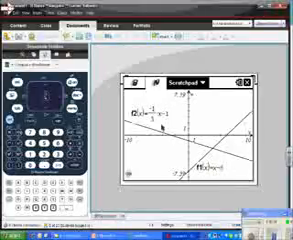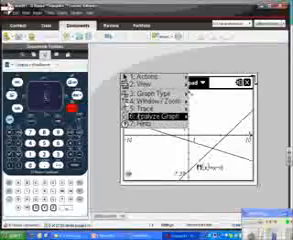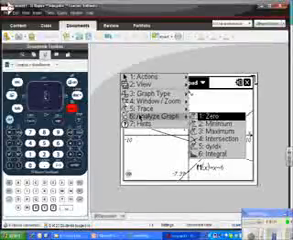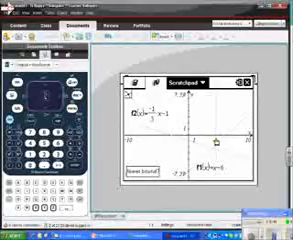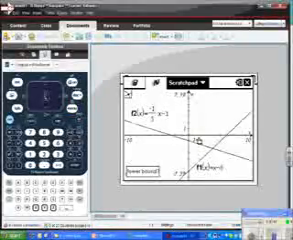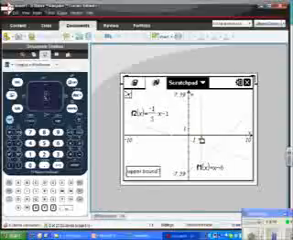And then I need the intersection point. So then I go to Menu, and I want to go to Analyze Graph. And under Analyze Graph, number 4 says Intersection. Then you get this vertical line, and it'll say Lower Bound. So you want to be on the left-hand side of where the two lines intersect. Click.